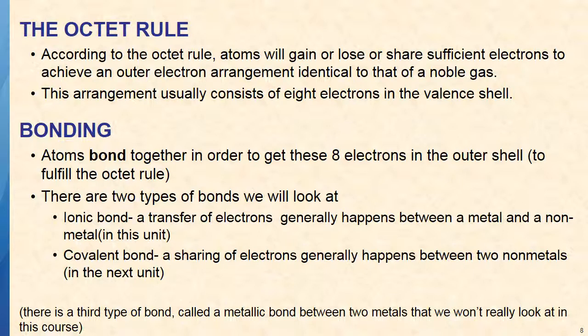And then there's also something called a covalent bond, which is a sharing of electrons. Oh, I neglected to say the ionic bond will happen between a metal and a nonmetal. And a covalent bond, or sharing of electrons, will happen between 2 nonmetals. There's also a third kind of bond that we're really not going to look at in this class called a metallic bond, and that's when there's a bonding between 2 metals.